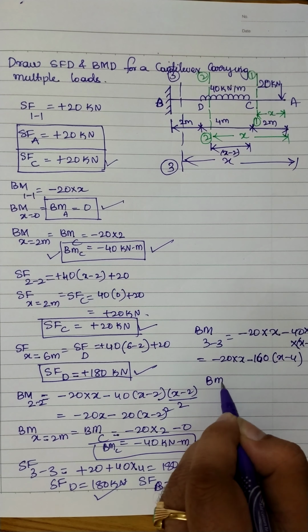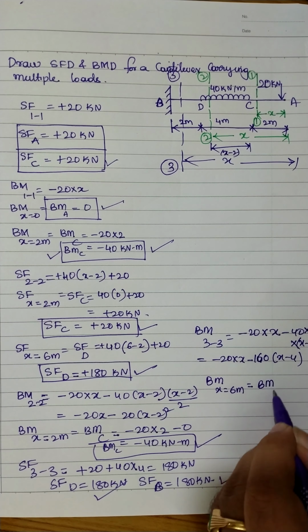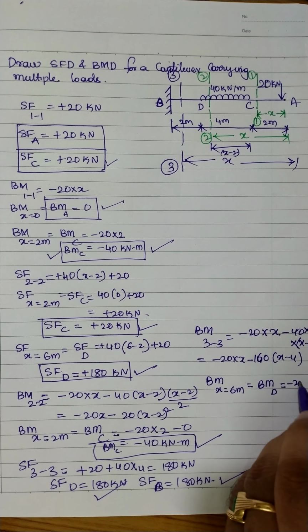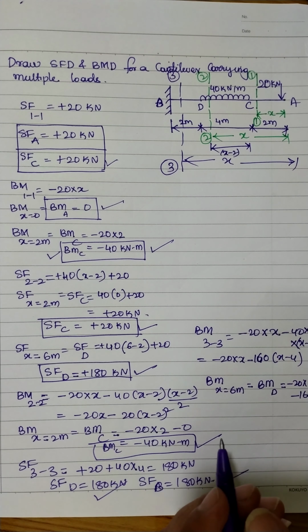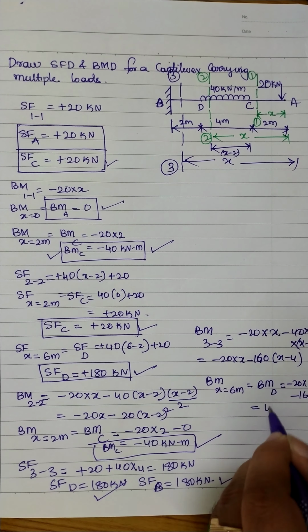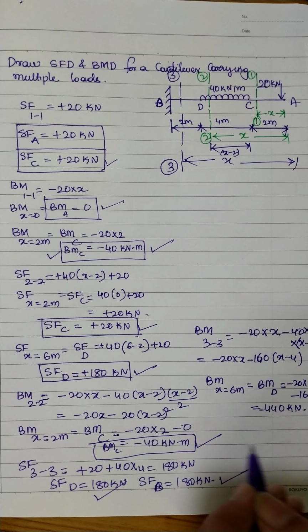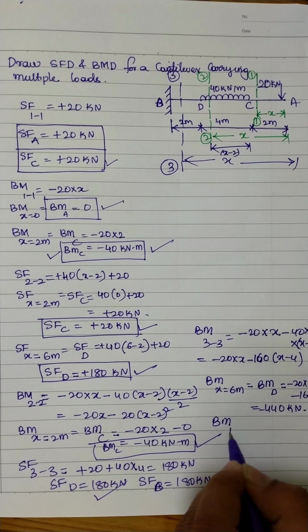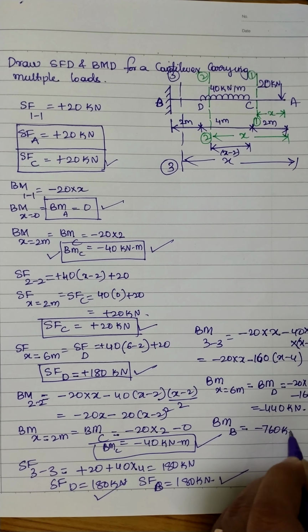So bending moment at a distance of x equal to 6 meter, that means bending moment at point D, will be equal to minus 20 into 6 minus 160 multiplied by 2. We'll get this value as minus 440 kilonewton meter. Similarly, bending moment at point B, you will get the value as minus 760 kilonewton meter. This one is also kilonewton meter.